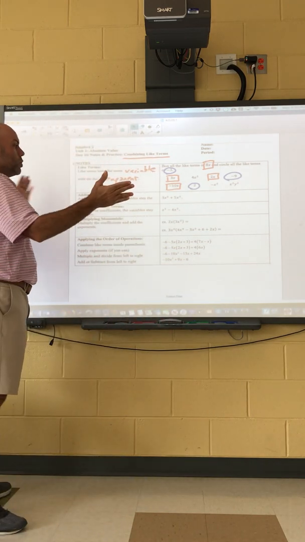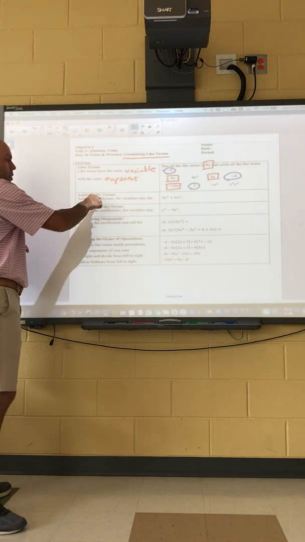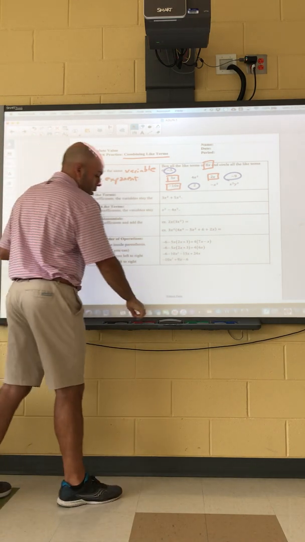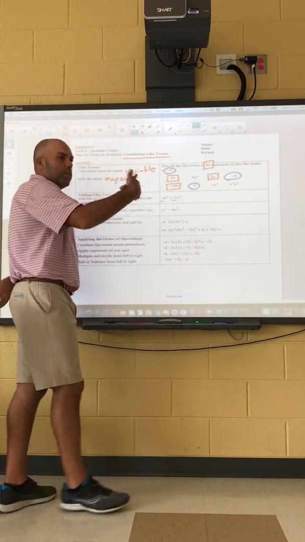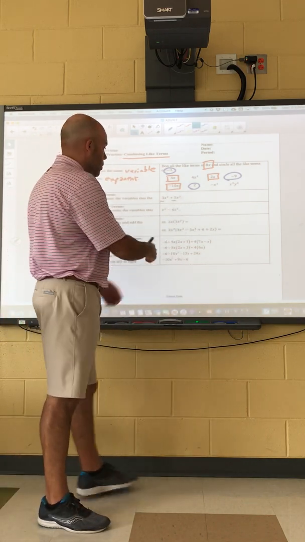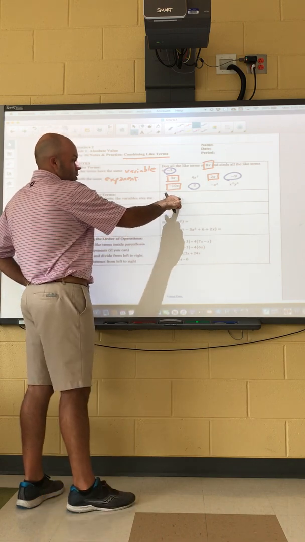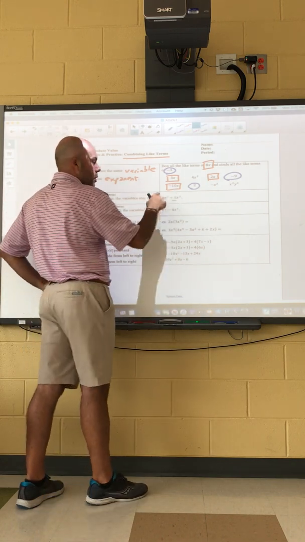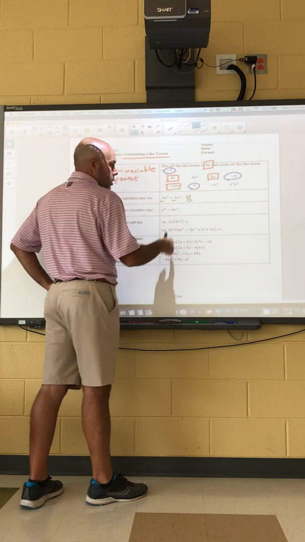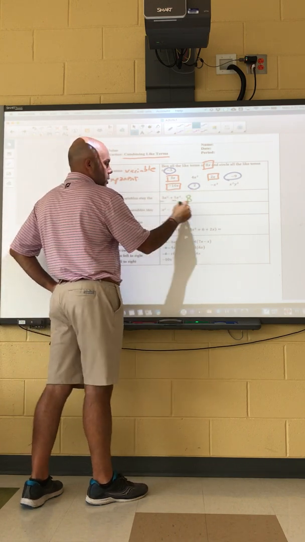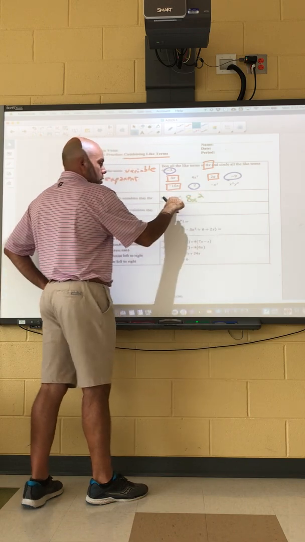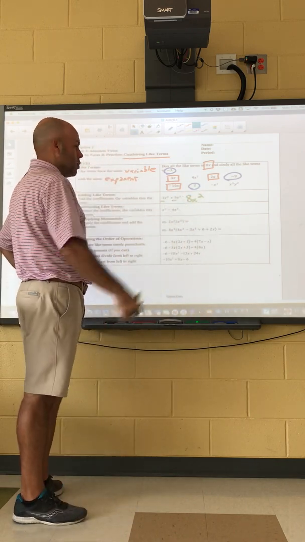Next, adding like terms. What do we do when we add like terms? We add the coefficients, and the variables stay the same. Remember from Algebra 1, the coefficient is the term in front of the variable. It's what's multiplying with the variable. In this case, for 3x squared plus 5x squared, it's 3 and 5. So 3 plus 5 is 8, and x squared, the variable with the exponent, stays the same. So 3x squared plus 5x squared is 8x squared.